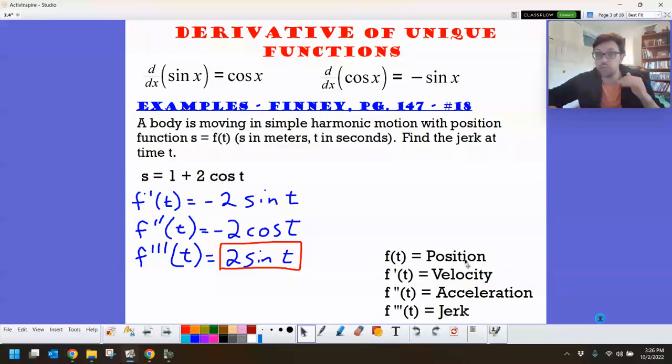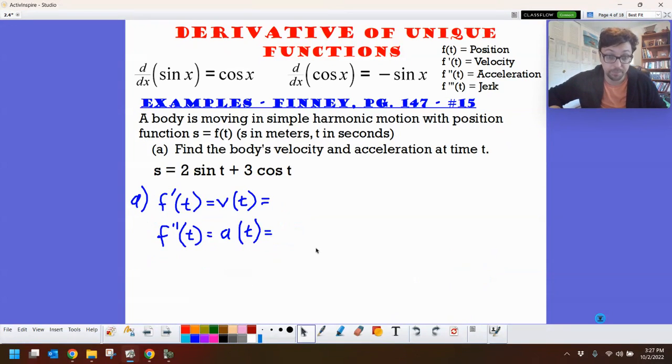So position is just where we're at. Velocity is similar to speed, so that's how fast the object is going. Acceleration is how much that velocity is changing, and the jerk is how much the acceleration is changing. But oftentimes they don't talk about jerk. And all you're doing is just taking the derivative in order to figure out the thing that we're looking for. So let's do an example.